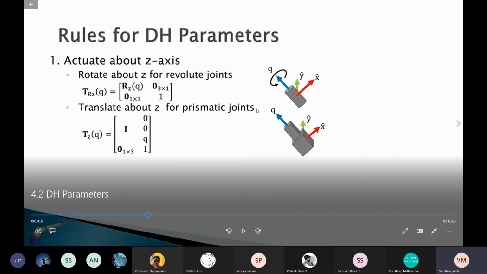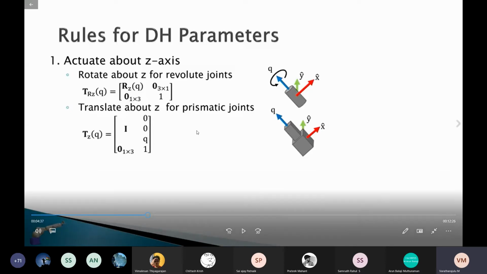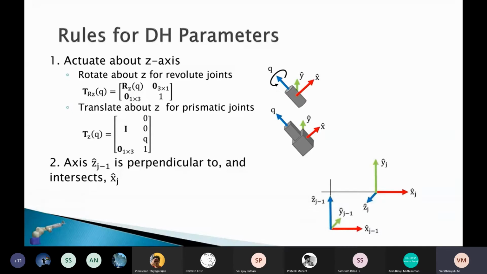Even there might be a chance for doing the translation transformation in the revolute joint, but in the case of a prismatic joint, we don't have any. There won't be any chance for the rotary motion. Second, the axis for Zj minus 1 is perpendicular to and intersects the axis for x of frame J. As you can see in the diagram here, these two axes projected will intersect and they're at 90 degrees to each other.